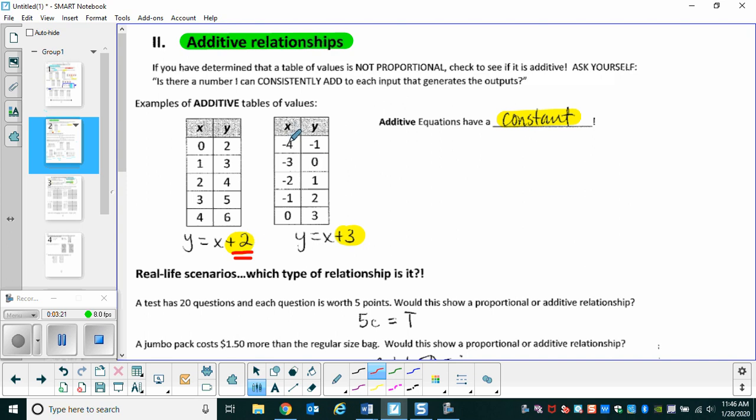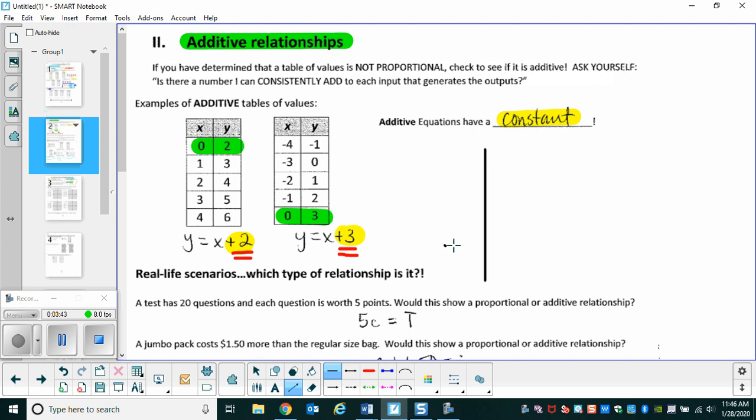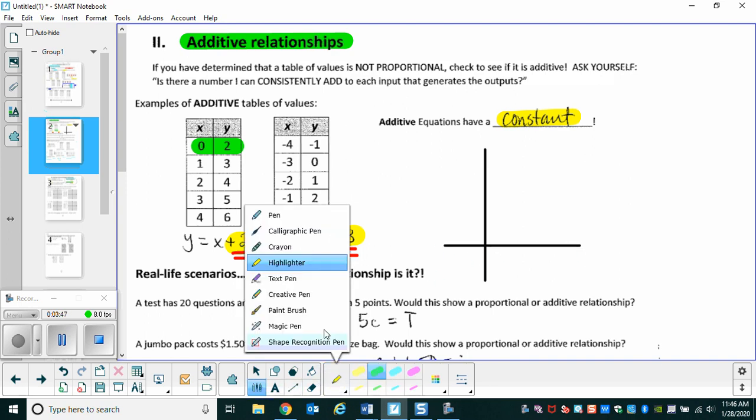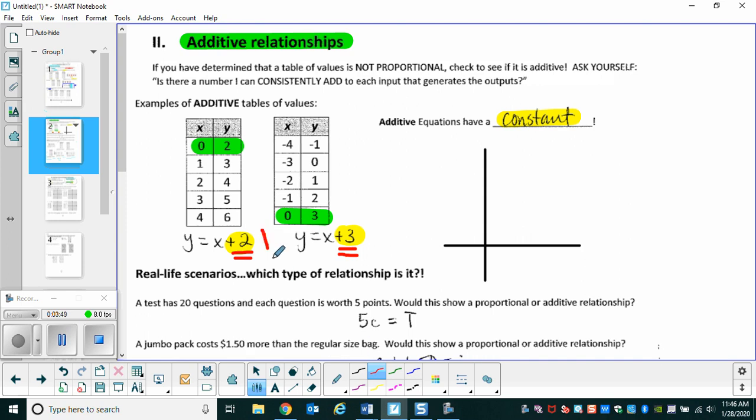In this situation, if you add 3 and then add 3, add 3, add 3, so our constant here is going to be 3, and our equation would be y equals x plus 3. Now would be a good time to call your attention to 0, 3 and 0, 2 for additive relationships. That lets you know where it's going to start on the y-axis. So for example, if I were to graph the very first equation, y equals x plus 2, I can graph this equation right here without needing this input-output table.